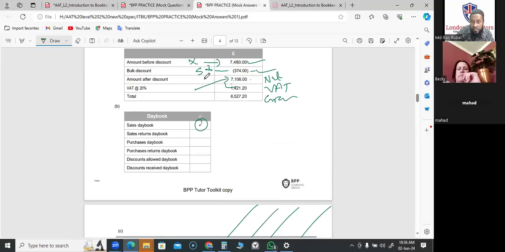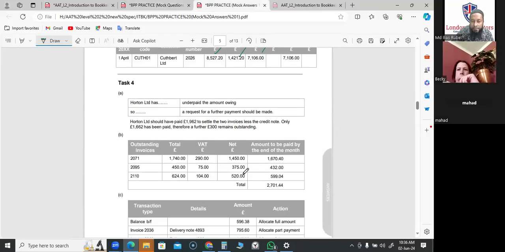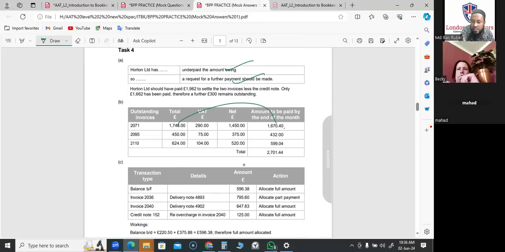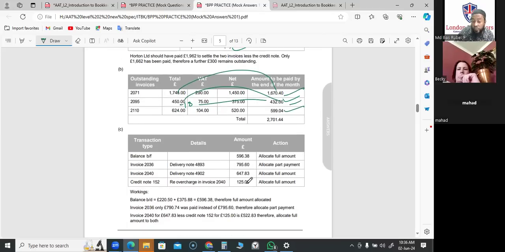Shall we check the answer? That was a little tricky last one, wasn't it? Underpaid amount, request further payment was nice and easy. And when you do 4% discounted, this is that and this is that. After minus 18, we done this and this is that. Then when we were doing this question, this was fully allocated.